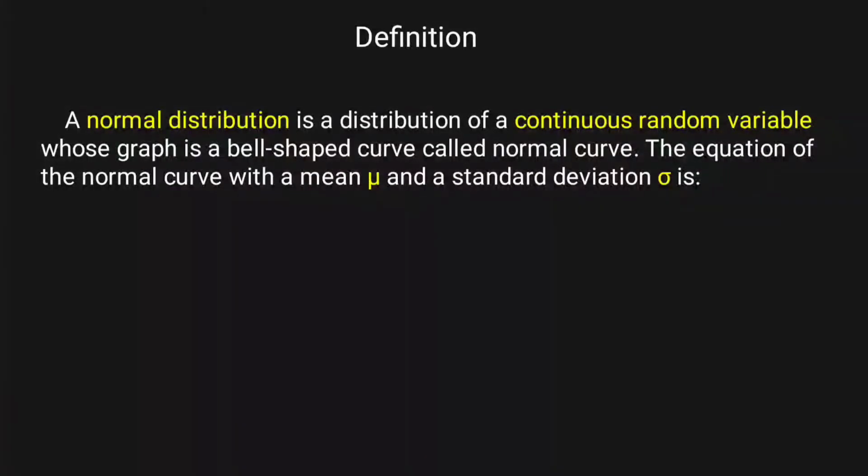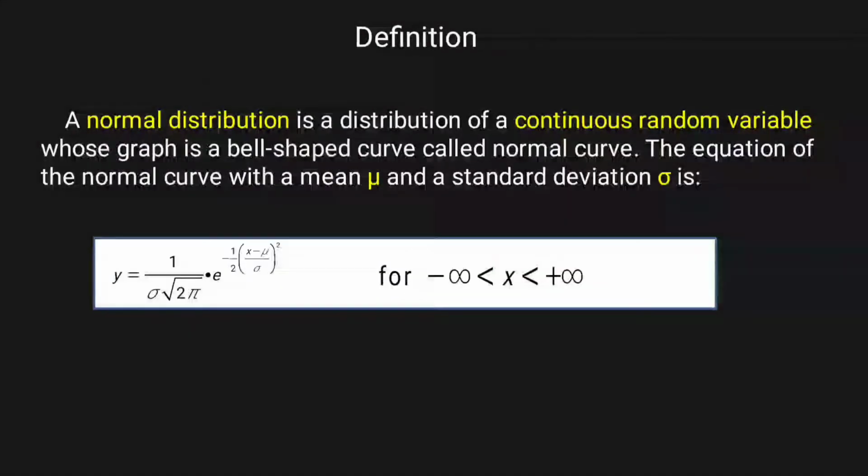Okay, so let's define first the normal distribution. A normal distribution is a distribution of a continuous random variable whose graph is a bell-shaped curve called normal curve. The equation of the normal curve with a mean mu and a standard deviation sigma is y equals 1 over sigma times square root of 2 pi times e raised to negative 1/2 times quantity x minus mu over sigma squared, for all real numbers x.